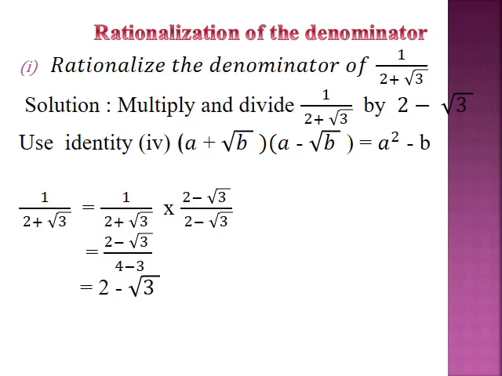So 1 upon 2 plus root 3 equals, write down 1 upon 2 plus root 3 as it is, and multiply and divide by changing the sign. So here it is plus, we will write minus. Now 1 multiplied by 2 minus root 3 is the numerator, meaning 2 minus root 3. And in the denominator you have to apply the identity a square minus b. So here in place of a it is 2, so 2 square means 4, and b means 3, so 4 minus 3 means 1. So the answer is 2 minus root 3. Like this you have to solve and rationalize the denominator.